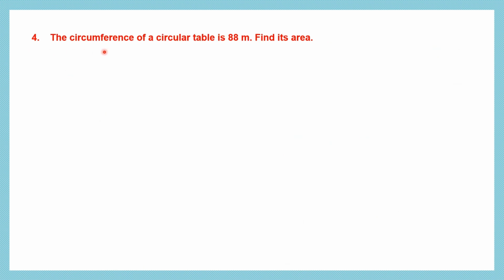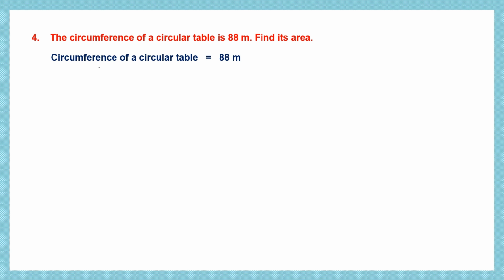Question 4. The circumference of a circular table is 88 meters. We have to find its area. Now the formula to find the area is pi r square. That means we need to know the value of the radius. Radius value is not given. So first we're going to find the radius value with the help of what is given to us. Circumference of a circular table is given to us. So let's use the formula for circumference and find the radius.